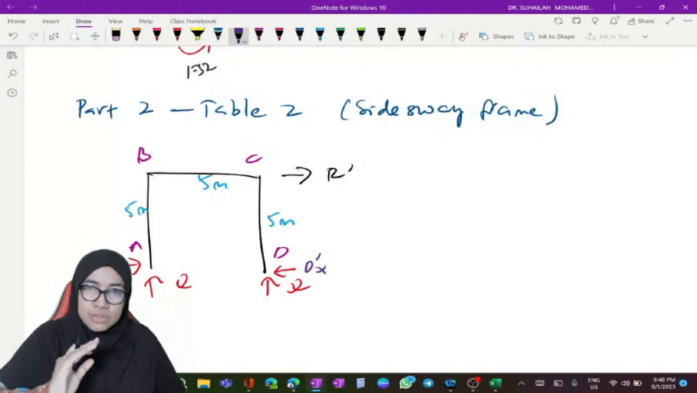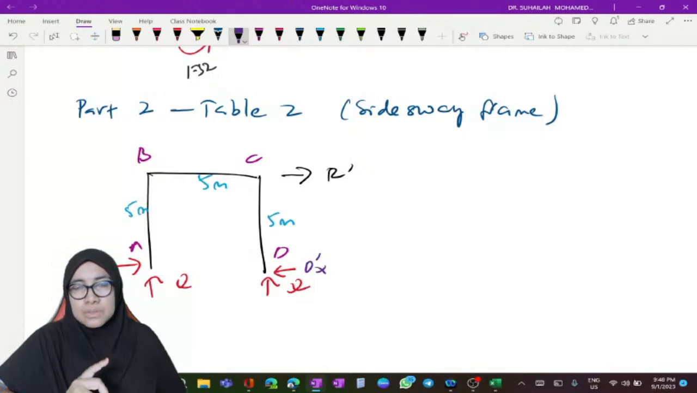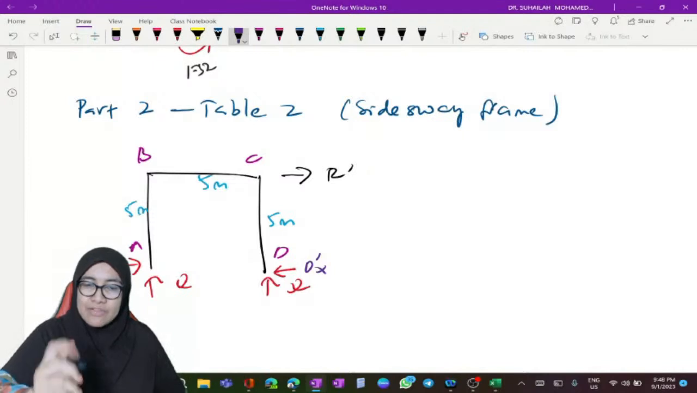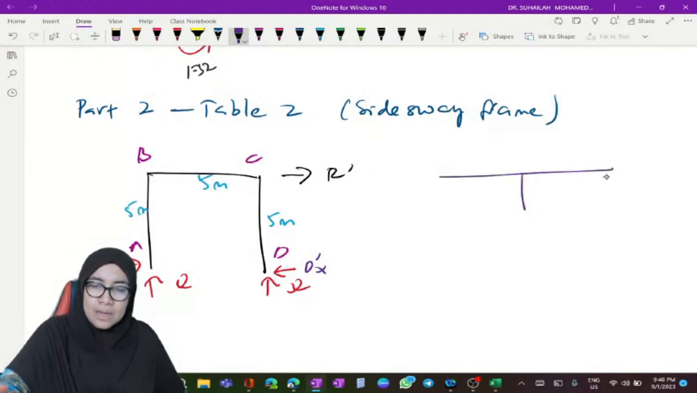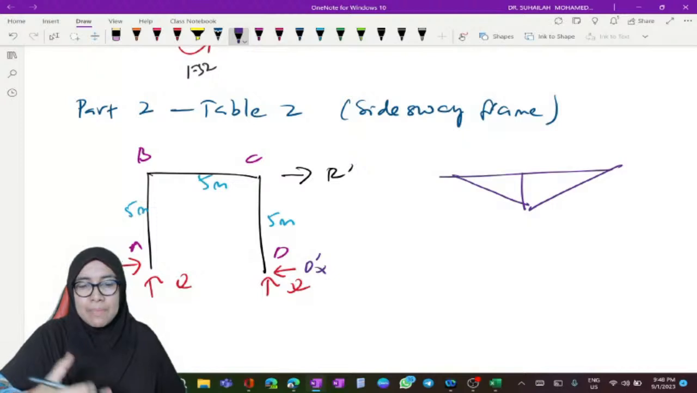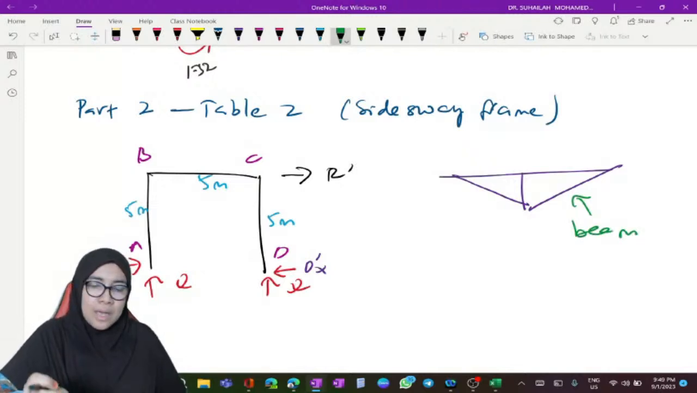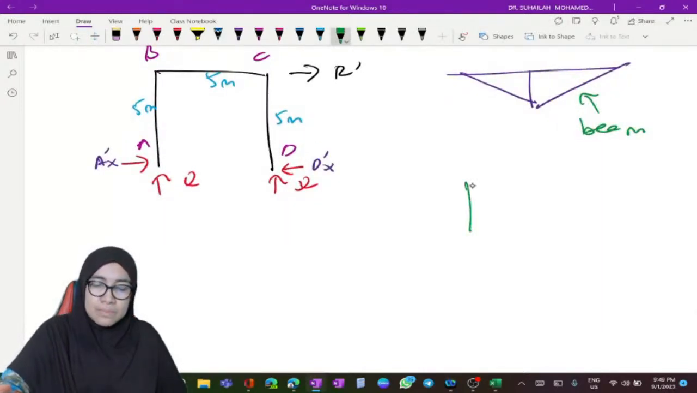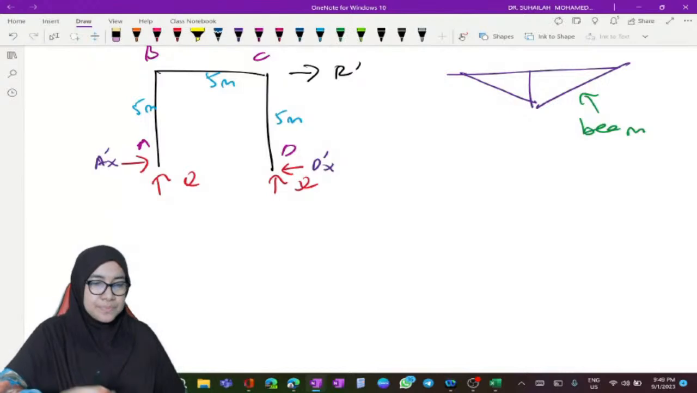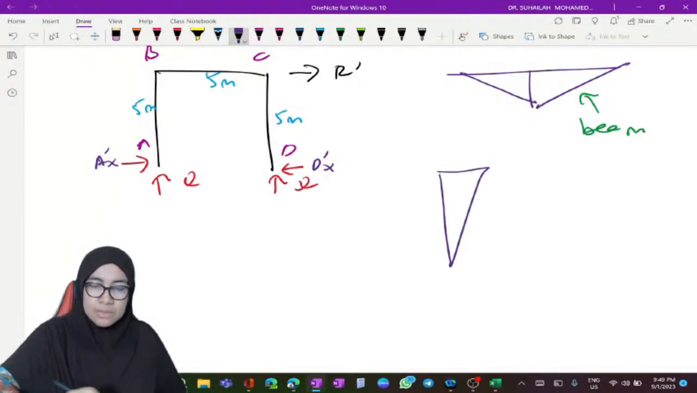What we should do is understand the Sidesway condition. For a beam, the delta is vertical because the member is horizontal. But now we have a vertical member, which comes from a column, so we analyze deflection in the column. Deflection in the column is going to be like this.